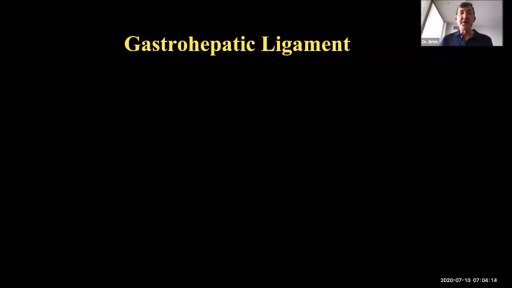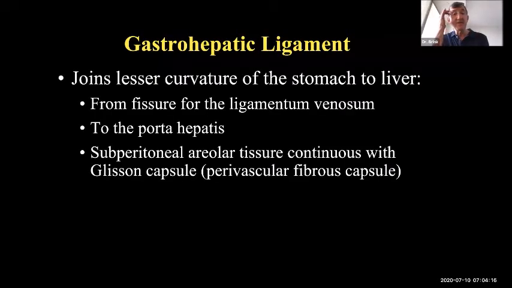Beginning with the gastrohepatic ligament, this joins the lesser curve of the stomach, the entire lesser curvature, to the liver, and inserts from the fissure for the ligamentum venosum to the porta hepatis. An important and somewhat unique feature is that the subperitoneal areolar tissue within the ligament is continuous with the perivascular fibrous capsule within the liver, so-called Glisson capsule, and this forms an actual direct pathway of disease straight into the left lobe of the liver from the gastrohepatic ligament, enabling disease in the stomach to penetrate into the left lobe quite easily.